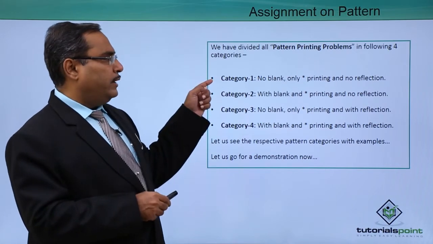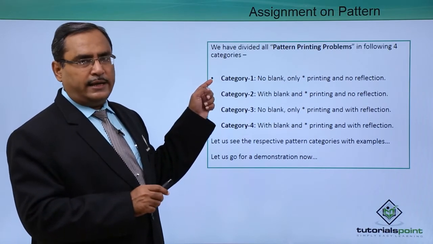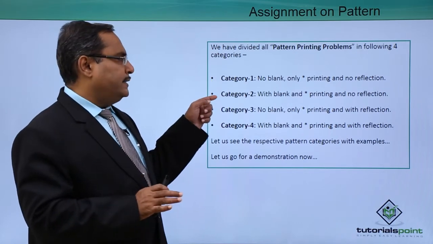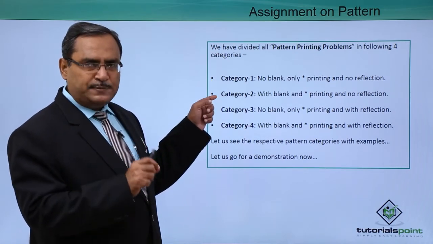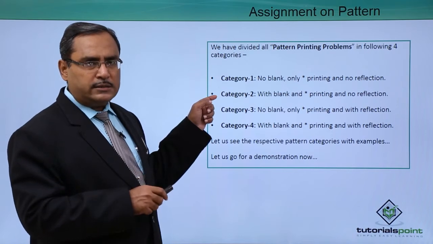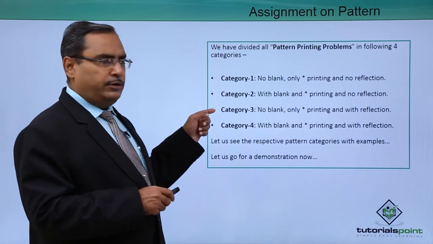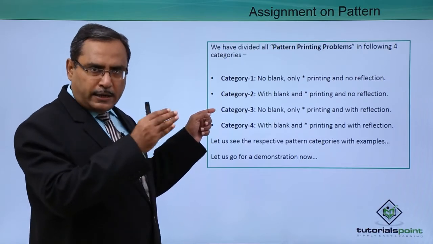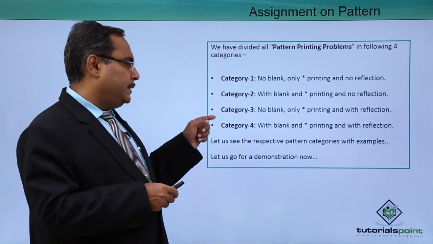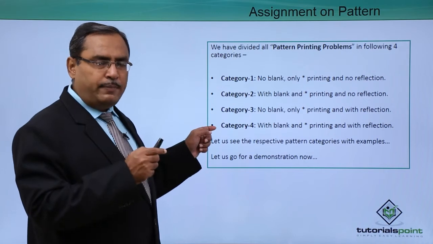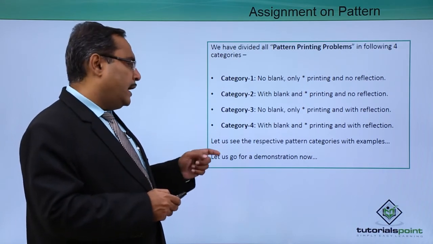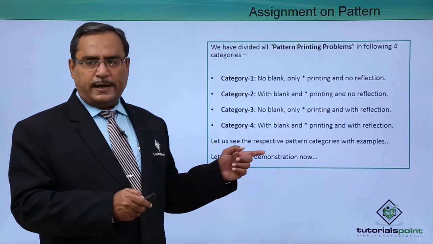So category 1, where only stars are getting printed, there is no reflection, there is no blank. In case of category 2, we will be having blank spaces along with the printed stars. In case of category 3, no blank spaces will be there, only stars will get printed and the pattern will have a reflection. In case of category 4, we will be having blanks, we will be having stars, we will be having reflections, all. And we have solved some of the patterns already.